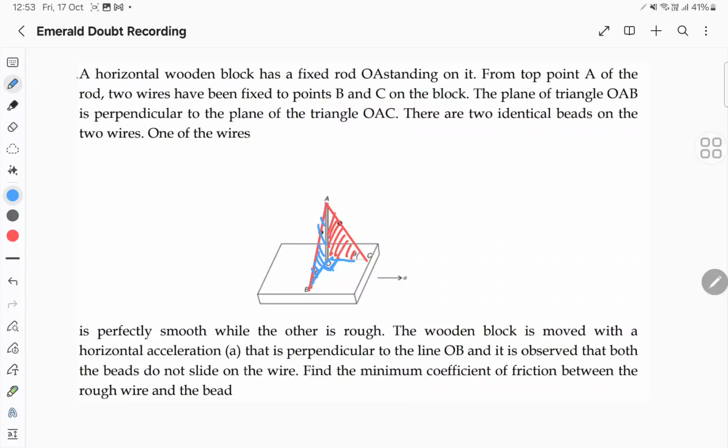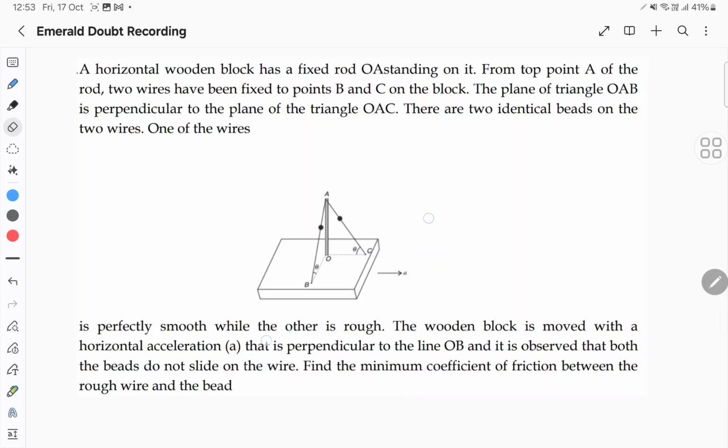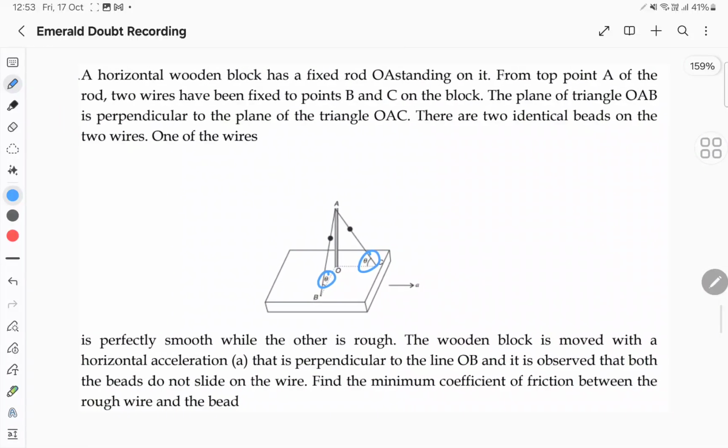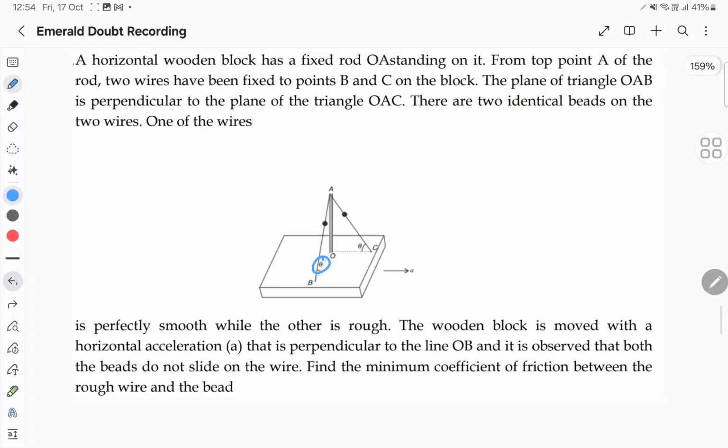There are two identical beads on the two wires. In the figure, the two wires have been fixed at the same angle theta, which is mentioned in the figure itself. You have a theta here and we have a theta there. One wire is perfectly smooth and the other one is rough, so we'll have to figure out which is smooth and which is rough.